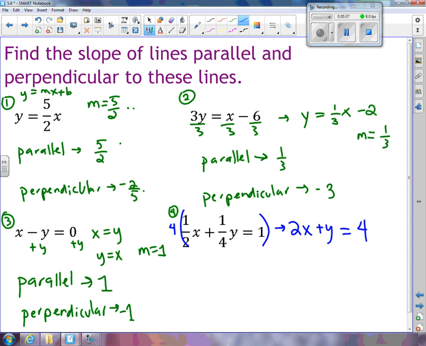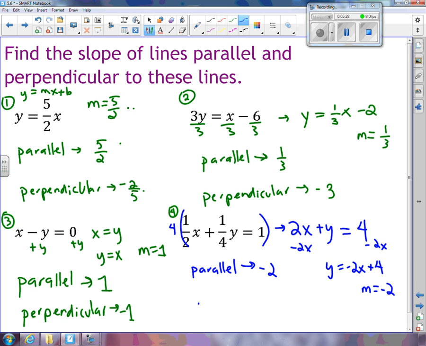I just have to subtract the 2x from both sides. So I get y equals negative 2x plus 4. Now I can see that my m is negative 2. So a line that's parallel to this line would have the same slope. It's going to be negative 2.